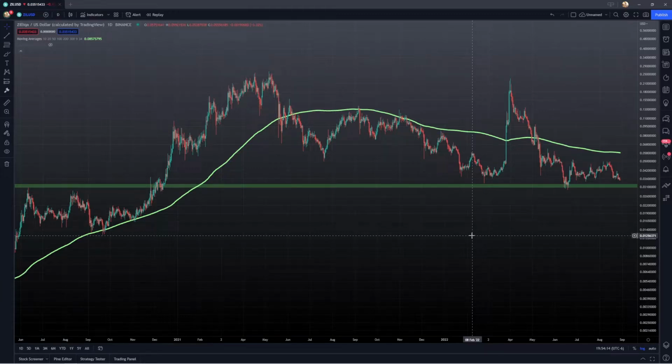All right, so I'm going to start off here on the daily with this moving average. This is the 200-day simple moving average, and I just want to talk about how this is a level that I do want to see reclaimed on the longer term to really start to get bullish on Zilliqa, and currently this is at around 5.8 cents.